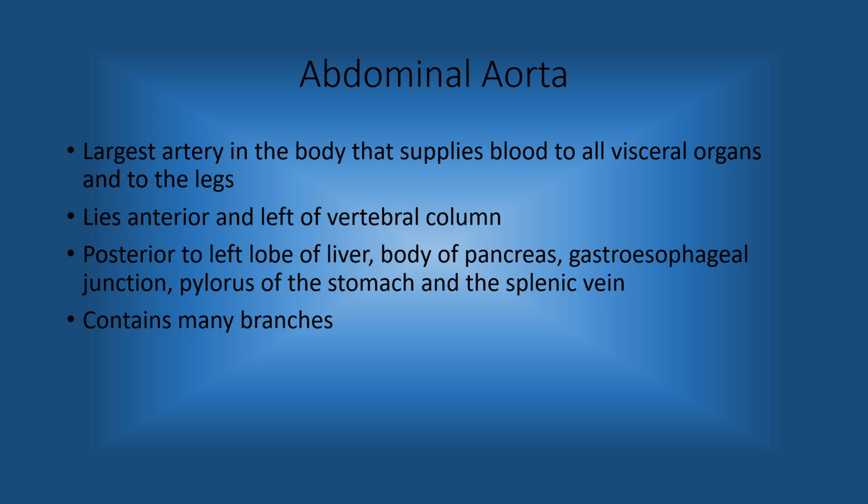It will be posterior to the left lobe of the liver, the body of the pancreas, the gastroesophageal junction, the pylorus of the stomach, and the splenic vein. Okay, it's going to run posterior to all of those things. And there are a number of branches in there that we're going to look at.